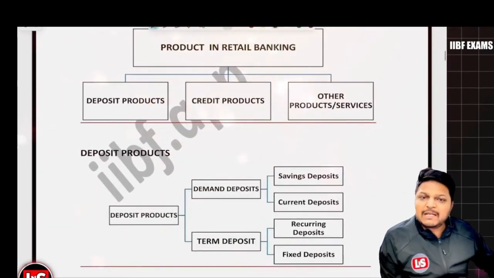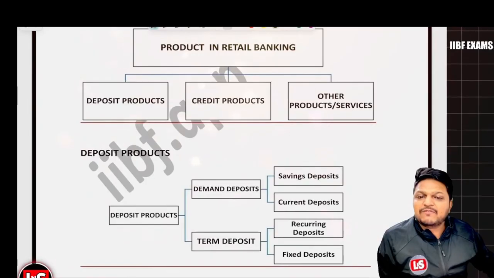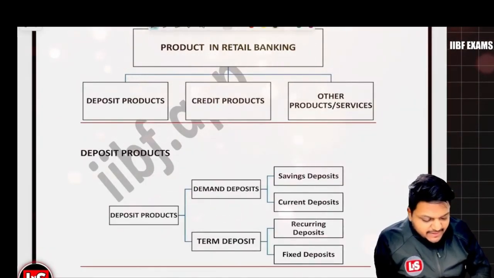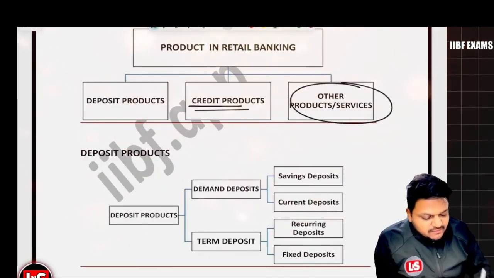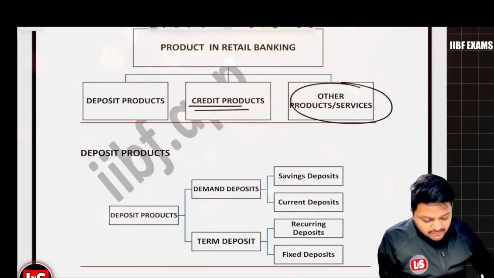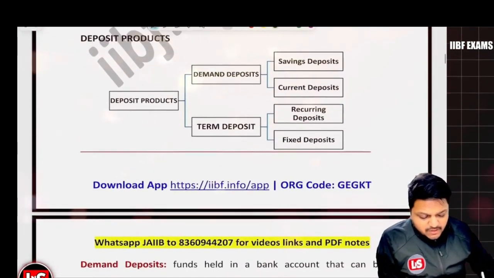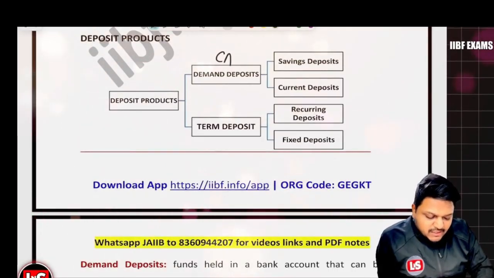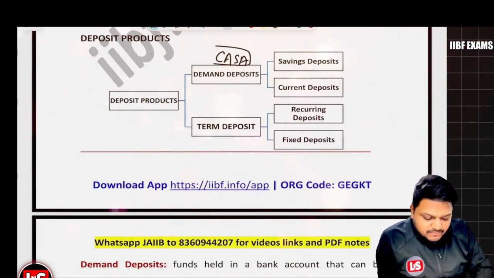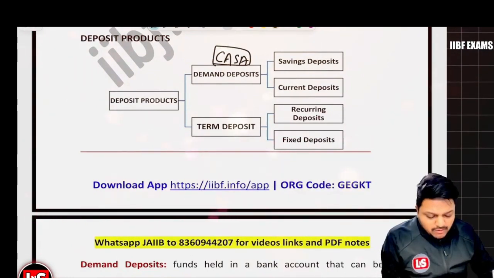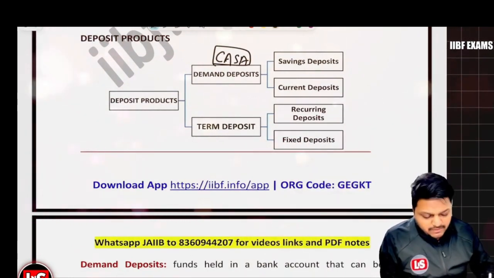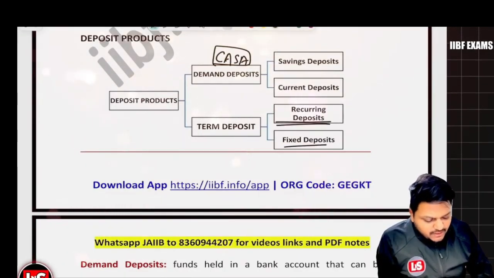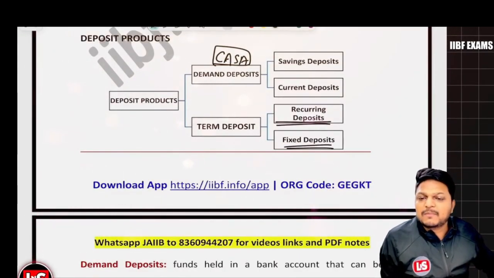Now we are having the multiple products in the retail banking. Like we are having the deposit products, we are having the credit products, we are having the other products and services. Now, when we are specifically talking about the deposit products, we are having the demand deposits, like we say CASA, current account, saving account, deposit. And when we are talking about the term deposit, it's basically the recurring deposit and the fixed deposits. We already know about this, the deposit products.